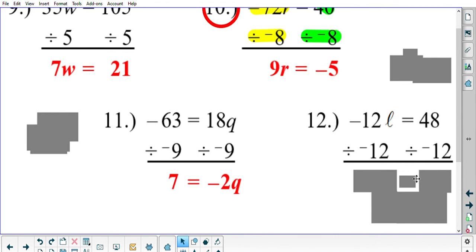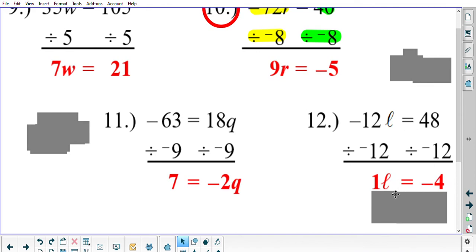Problem number 12, bring the equal sign straight down. Negative 12L, that's an L. The reason I make L lowercase cursive is because a printed L looks like a 1. So that's why I made that lowercase cursive. Negative 12L divided by negative 12, left-hand side. A negative divided by a negative is a positive. So I'm going to get positive 1L. Right-hand side, 48 divided by negative 12 gives me negative 4.